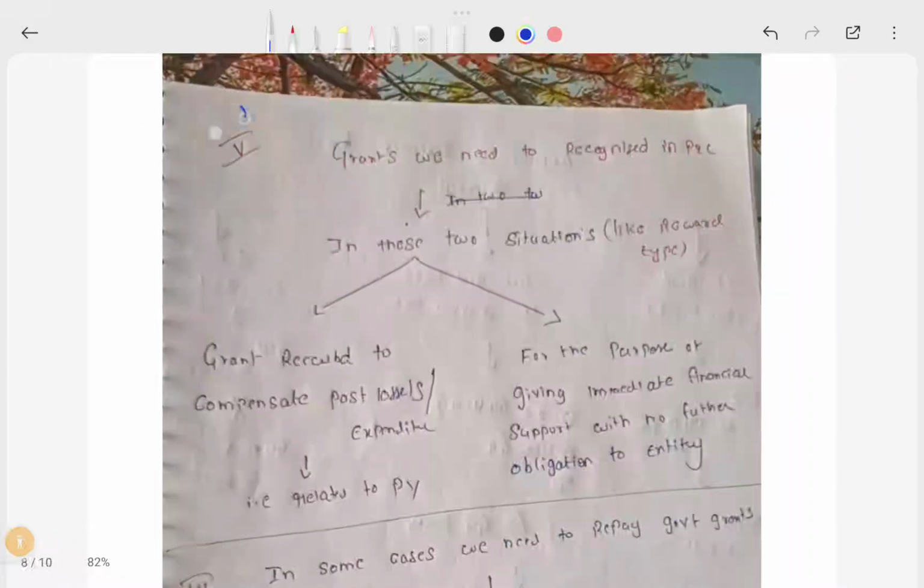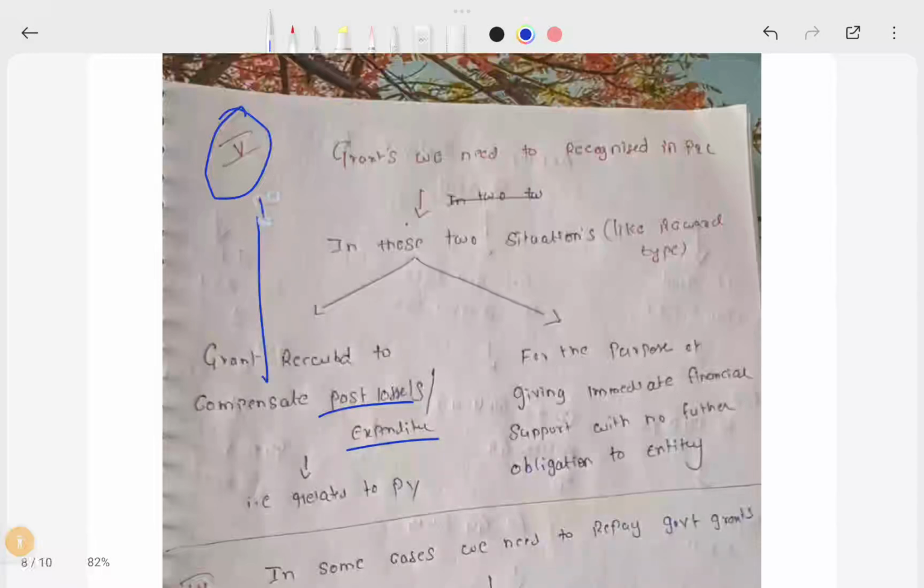Again, there is one more clause. In these situations, if it is any kind of reward, we need to recognize it directly in the P&L account. One is a grant related to compensation of past losses or expenditure in previous years.